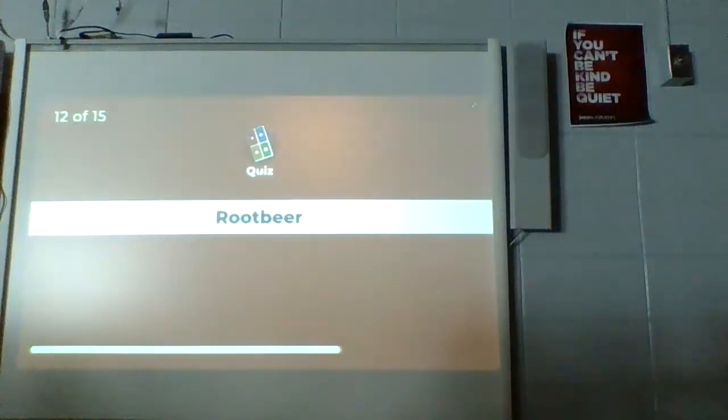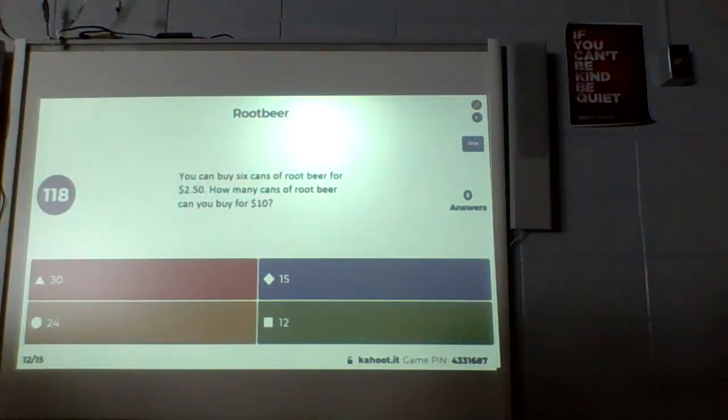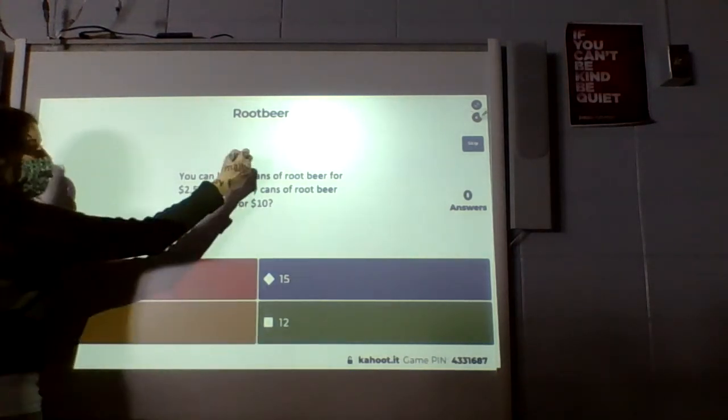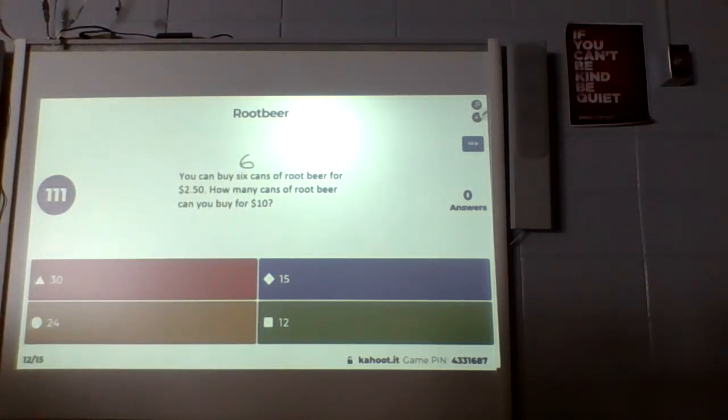Root beer. You can buy 6 cans of root beer, that says 6 up there, for $2.50. How many cans can you buy for $10?